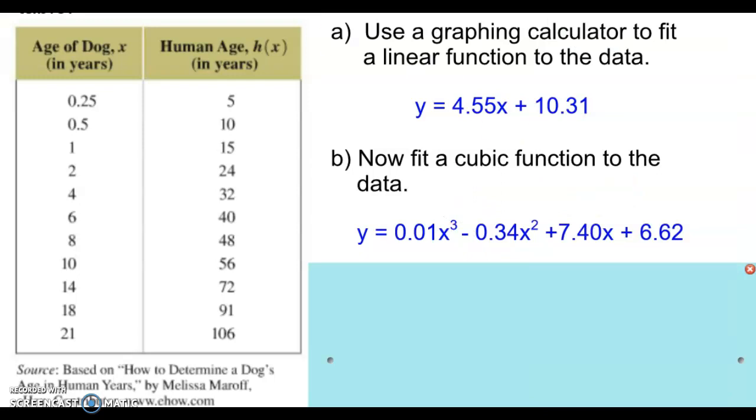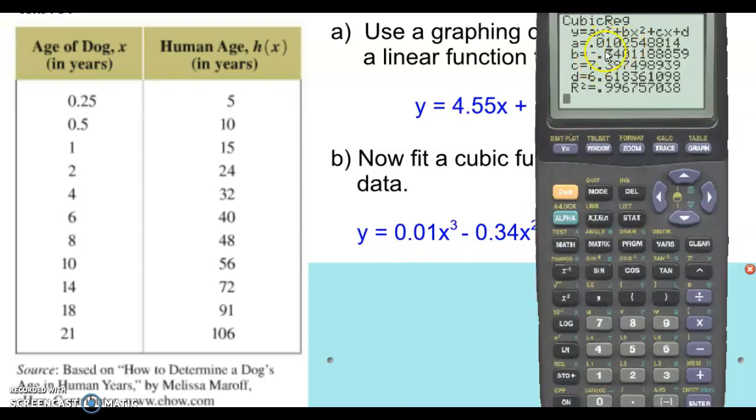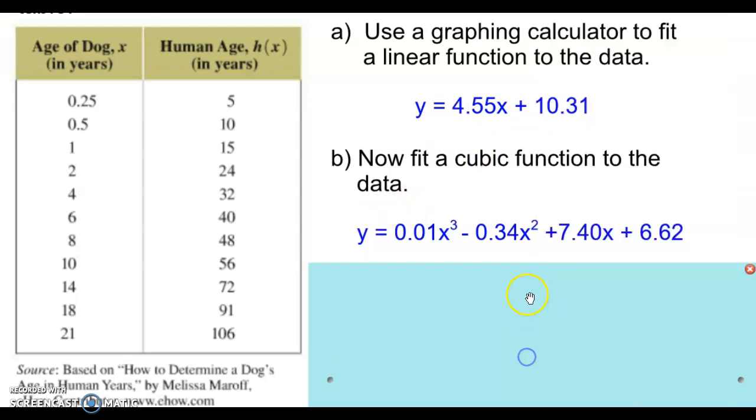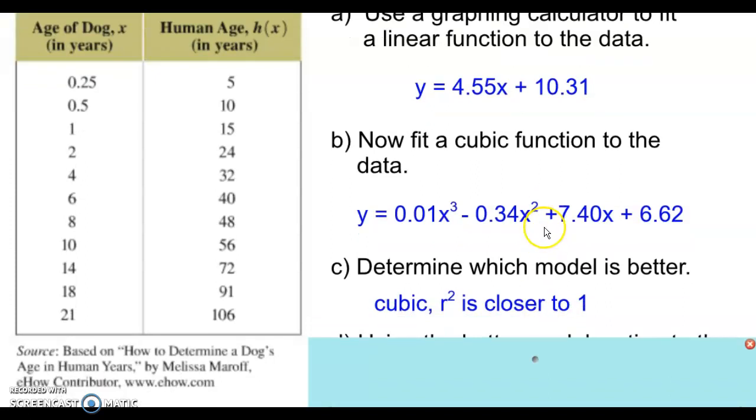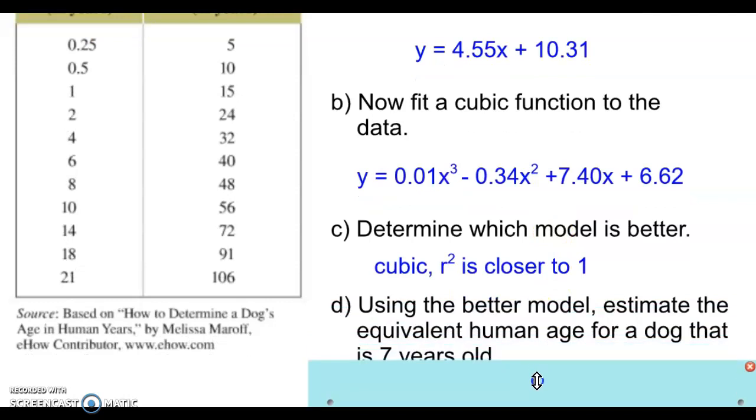Whatever MyMathLab asks you to do, you can round to whatever places it says. Just for our notes here, I rounded each of those to 2 decimal places. Make sure you understand where these numbers came from. I'm just looking at my screen and rounding off my coefficients. The next thing we're asked to do is determine which is better. We just said the cubic because r squared is closer to 1. And the last question is to use the better model, the cubic model, to estimate the equivalent human age for a dog that's 7 years old.